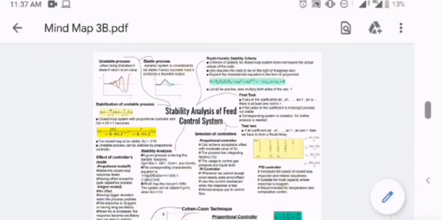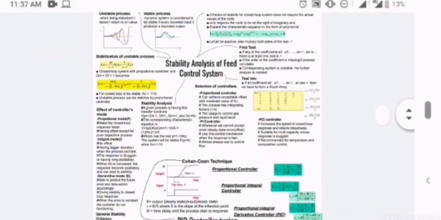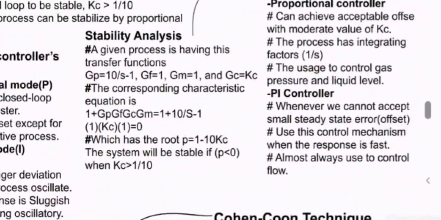Okay, about stability analysis of feed control system, I would like to talk about the stability analysis. As you can see, it has 3 points here. The first one, a given process has this transfer function, GP equal to 10 over S minus 1, GF equal to 1, GM equal to 1, and GC equal to KC. The second one is the corresponding characteristic equation, 1 plus GP, GF, GC, and GM, equal to 1 plus 10 over S minus 1 times KC times 1, equal to 0, which has the root P equal to 1 minus 10 Kc. The system will be stable if P is less than 0 and Kc is more than 1 over 10.